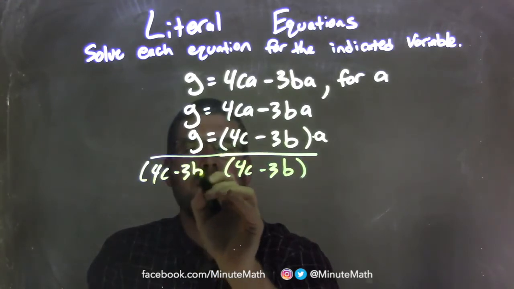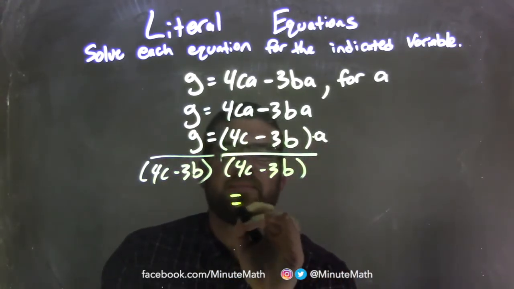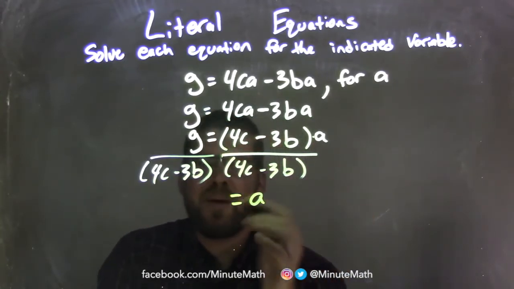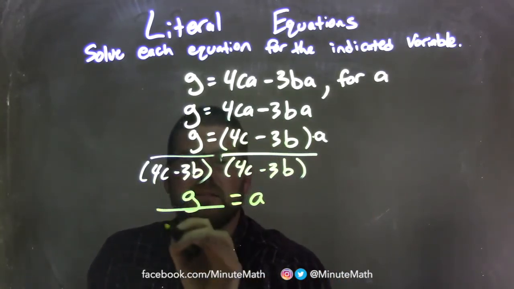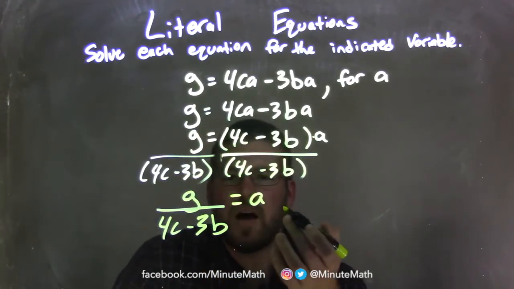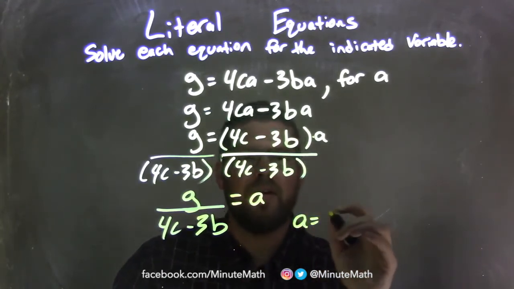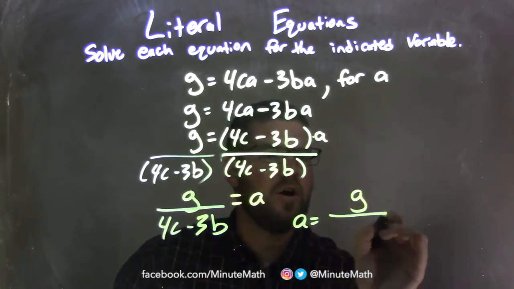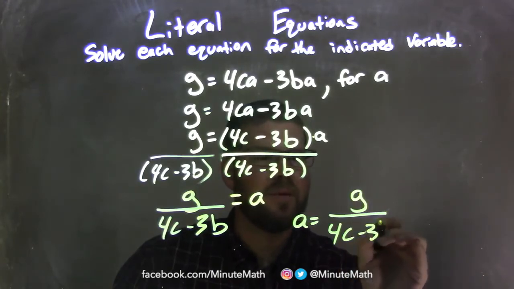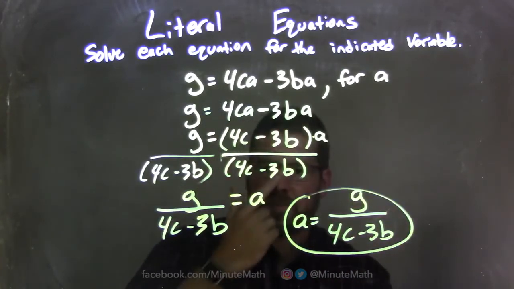Now, you don't need to put parentheses when you divide it, but I just did. A is by itself on the right, and on my left, I just have g divided by 4c minus 3b. And a is already isolated. We're done. All I'm going to do is rewrite this to make it nice and neat and put a first. So I have a equals g over 4c minus 3b, and then we're good. That's our final answer.